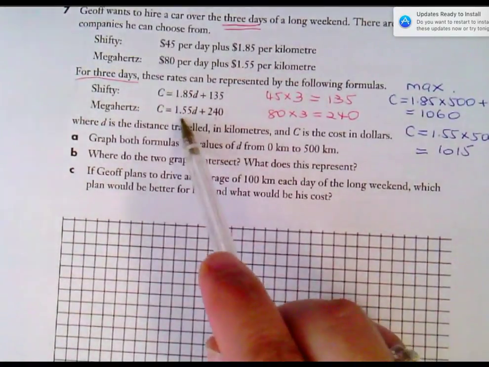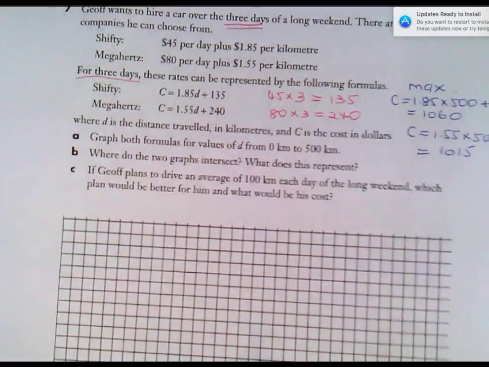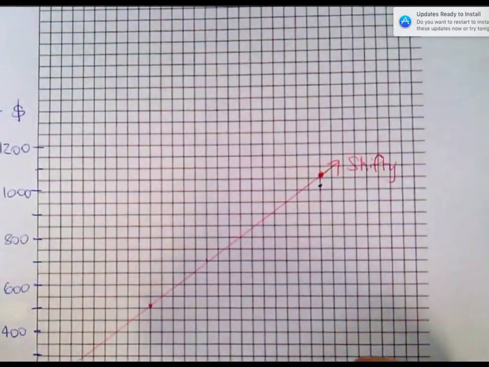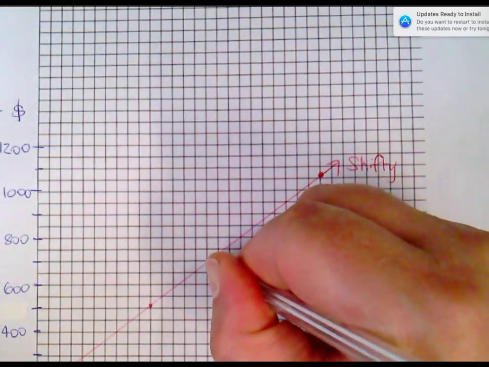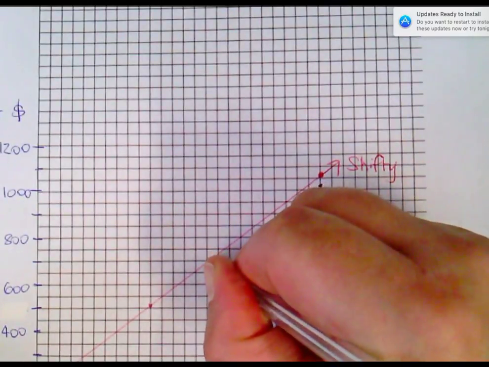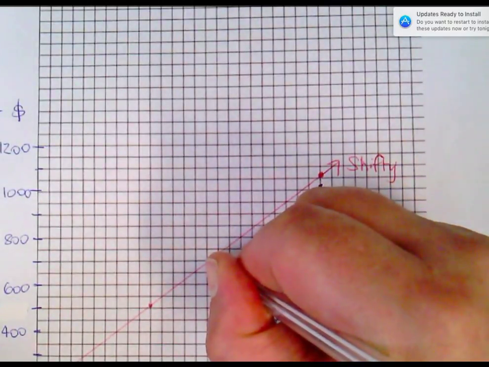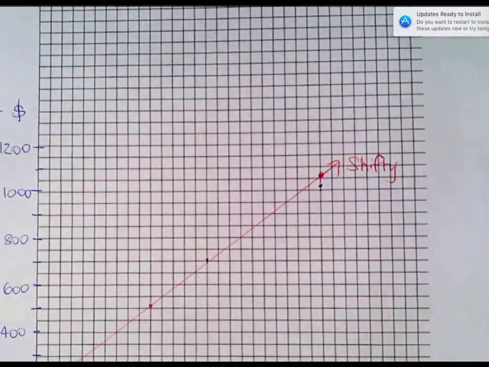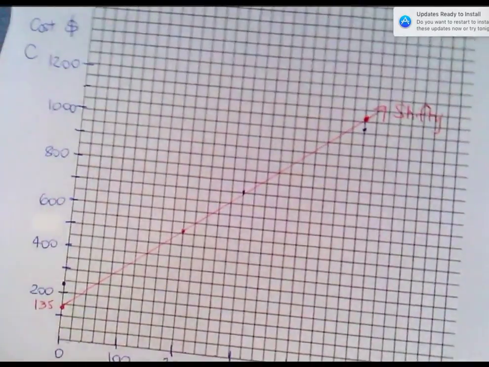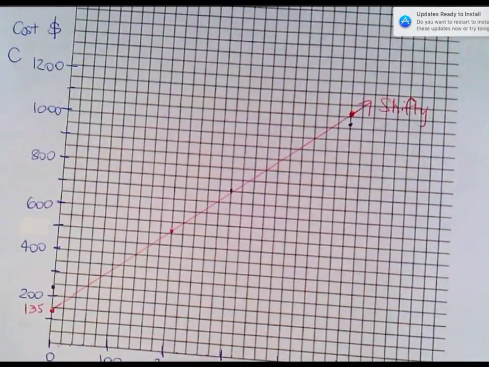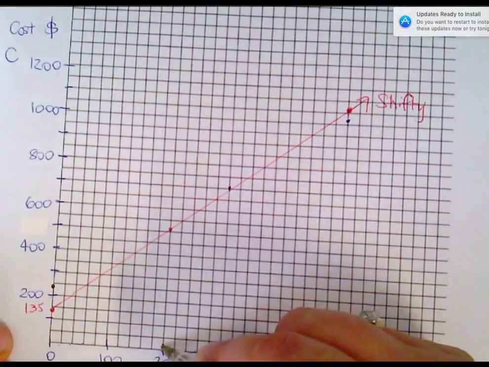So when I work out 1.55 times 300 plus 240, I'm getting an answer of 705. So for 300, here we can see that that's exactly 700, I think, so a bit bigger than that. If that's 700, that's 750. 705 is really just ever slightly above the line, just ever slightly. So actually might just do another point as well. So when D is 200, 1.55 times 200 plus 240. So when it's 200, I'm getting 550.